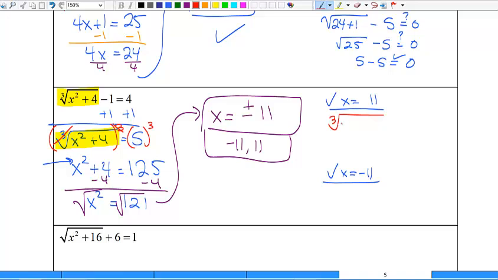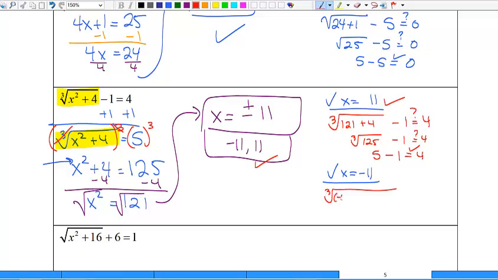The cube root of 11 squared, well that's just 121, plus 4, then subtract 1 is supposedly equal to 4. So this is the cube root of 125 less 1 is supposedly equal to 4. The cube root of 125 is 5. Well, look at that. This one certainly does work. The 11 works.